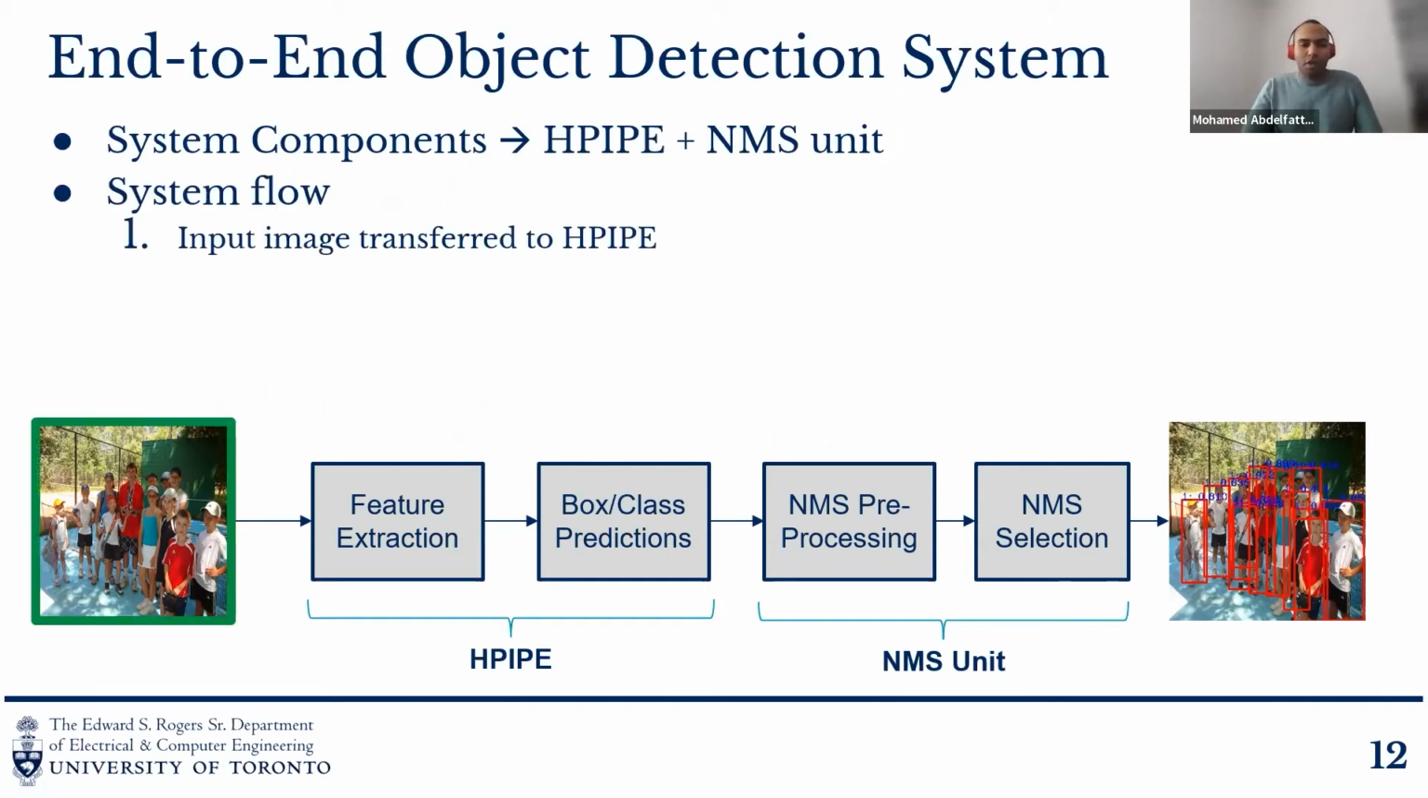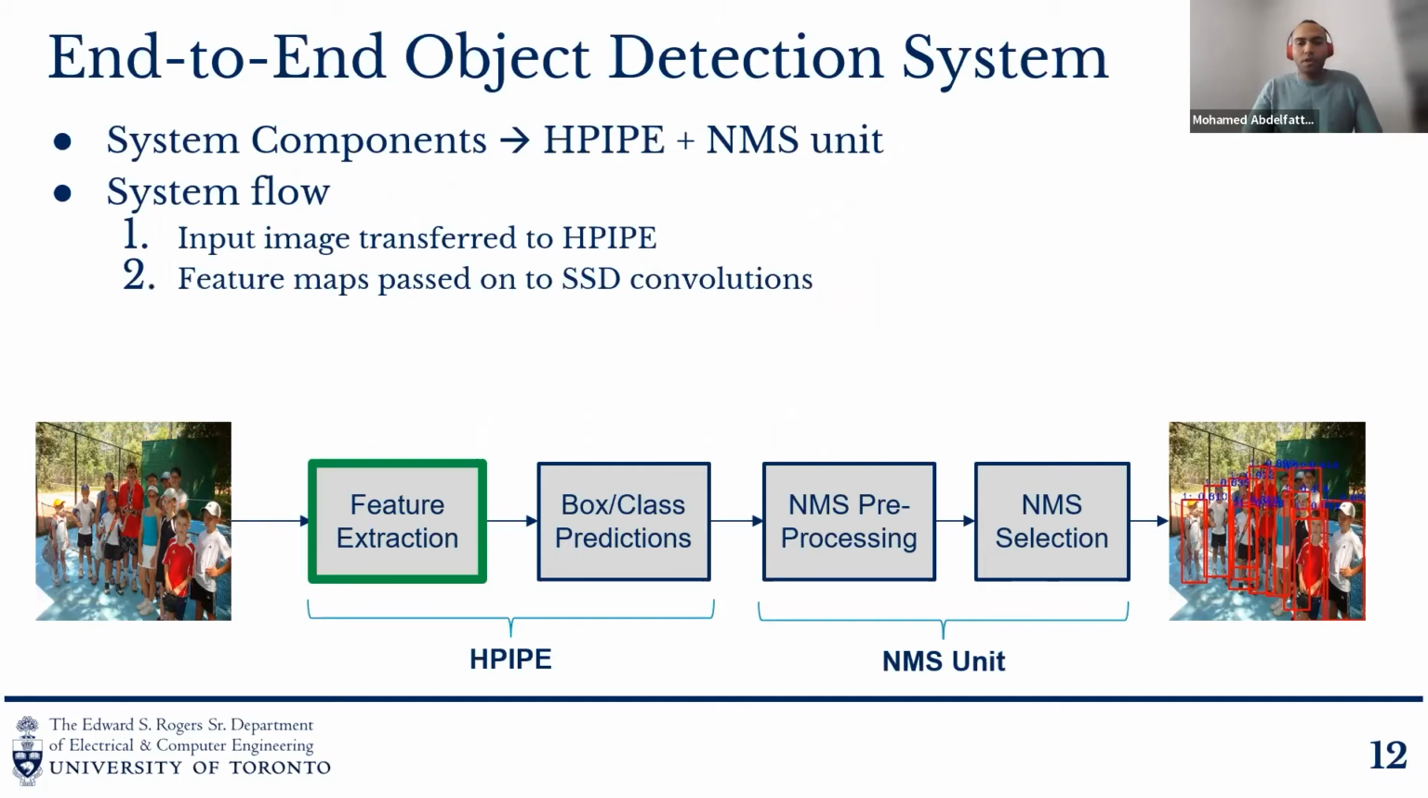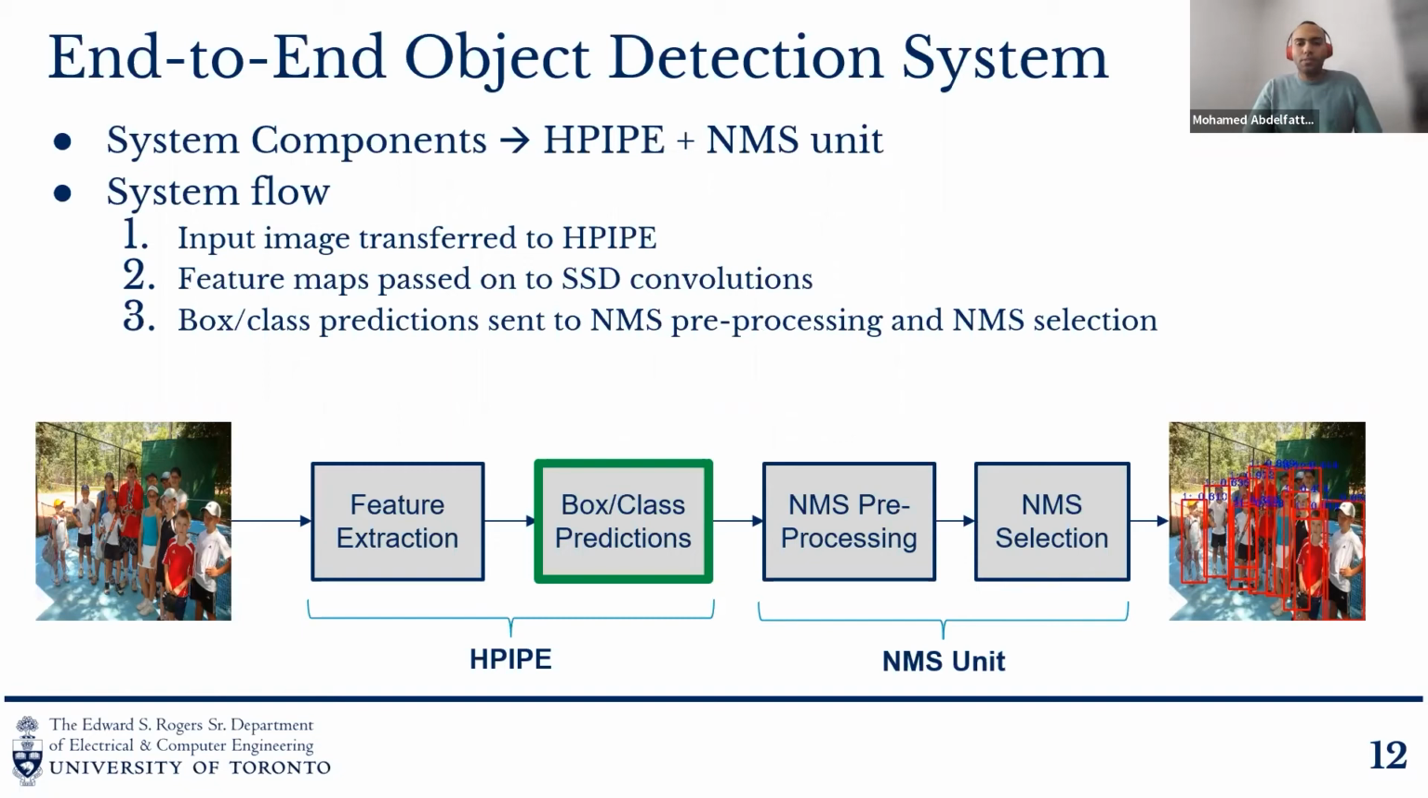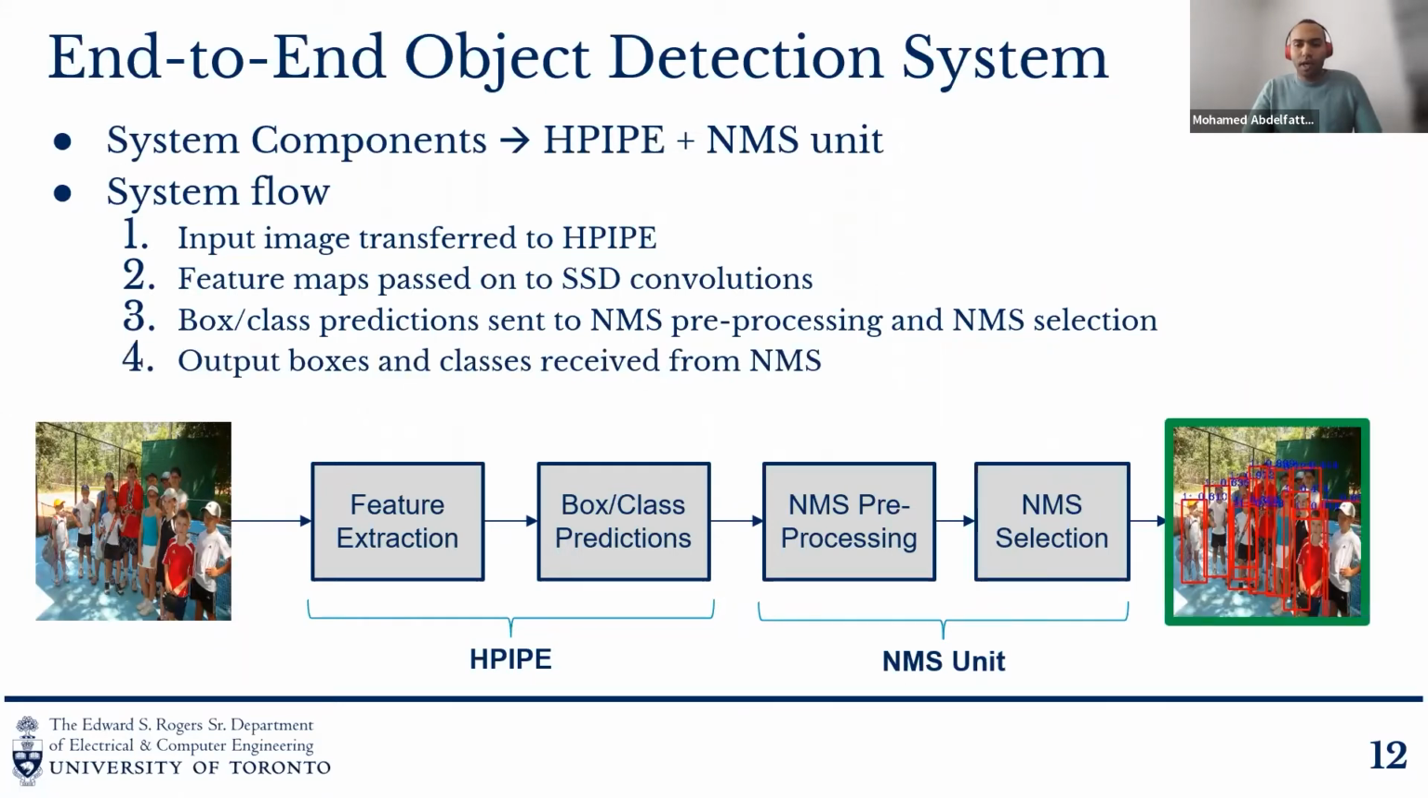An input image is first transferred to Hpipe, where the features are extracted and passed to the SSD convolutions, and then the box and class predictions are passed to the NMS pre-processing and the NMS selection module for object detection. And finally, we receive the output as shown on the right-hand side. And we discussed how Hpipe accelerates CNN inference.